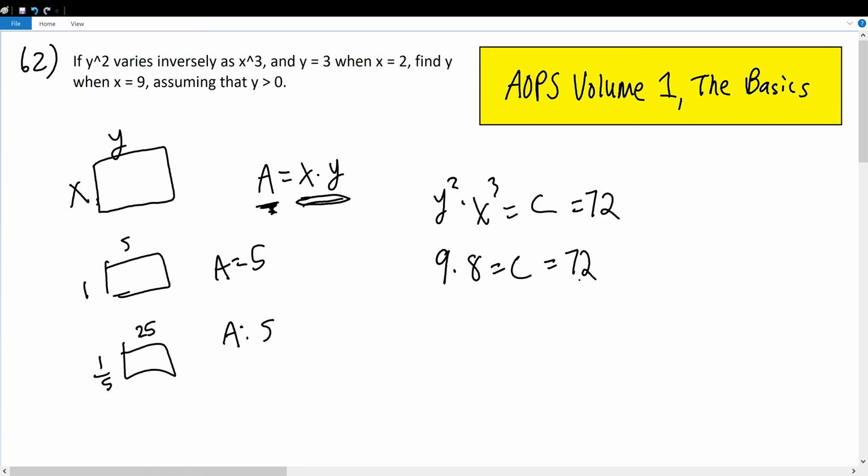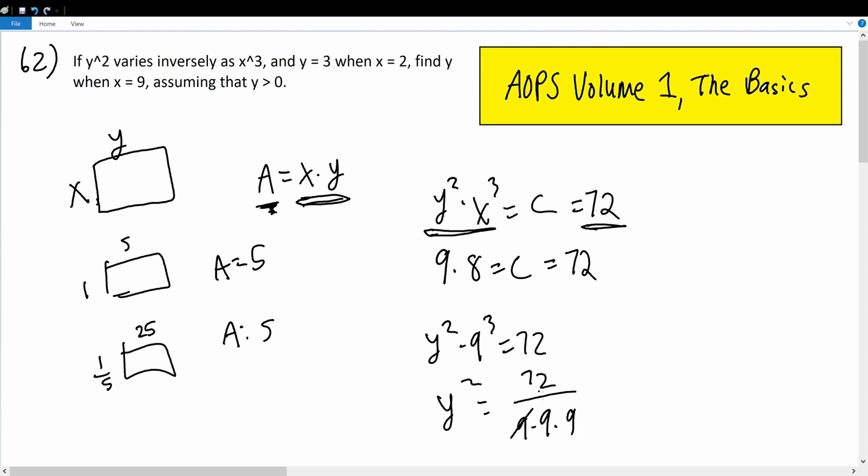And we're told to find y when x is equal to 9. No matter what input x and y are, they will always multiply to 72. That's why it's called a constant, because they always constantly multiply to that same number. Therefore, y squared times 9 cubed should still give 72. y squared is equal to 72 divided by 9 times 9 times 9.